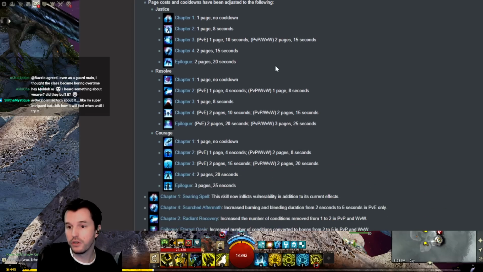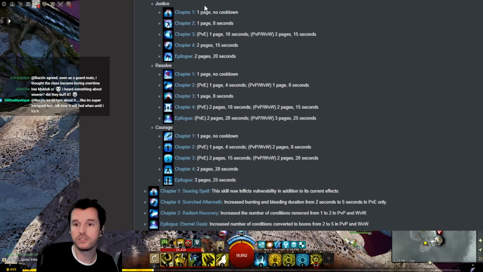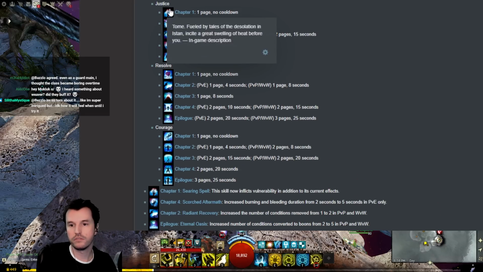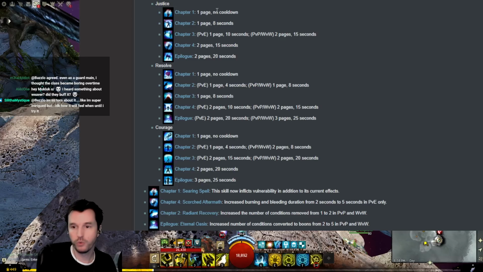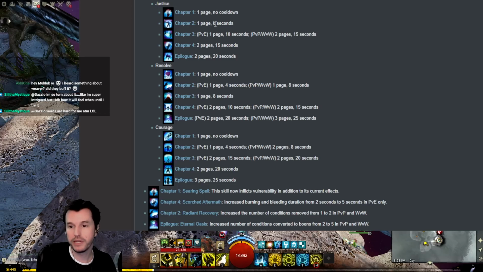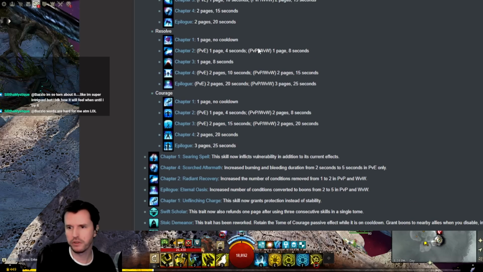Okay, so Justice. Chapter 1 costs 1 page and has no cooldown. Chapter 2 costs 1 page and has an 8-second cooldown. Chapter 3 in PvE costs 1 page with a 10-second cooldown. In PvP, it costs 2 pages for a 15-second cooldown. Chapters 4 and 5 are 2 pages each. You can see the cooldown timers there. I won't read every one of these out loud, but you can see the cooldown increases for each skill. The later stuff is usually 2 pages.